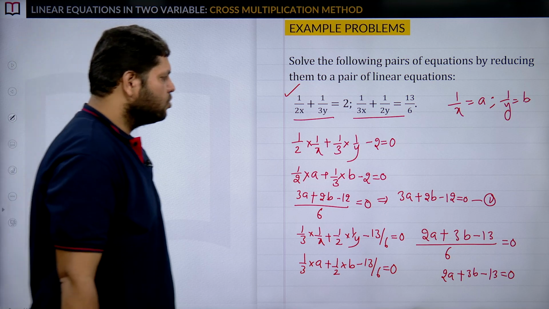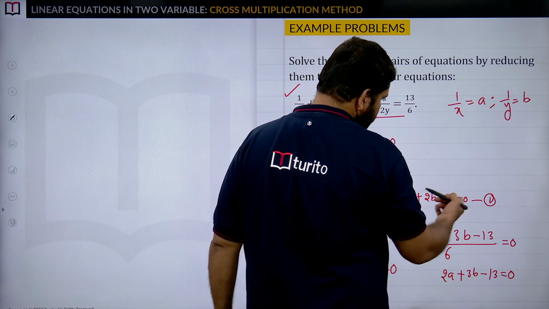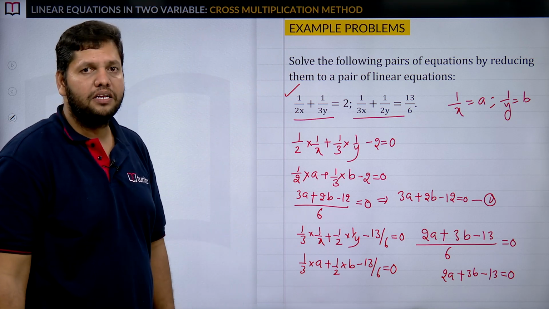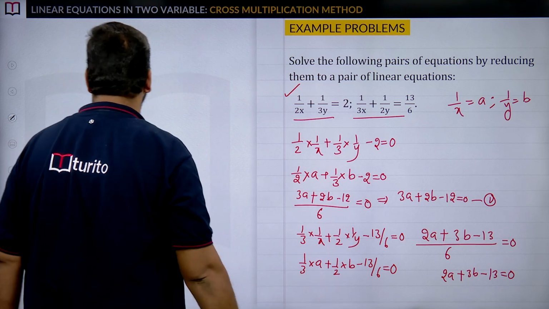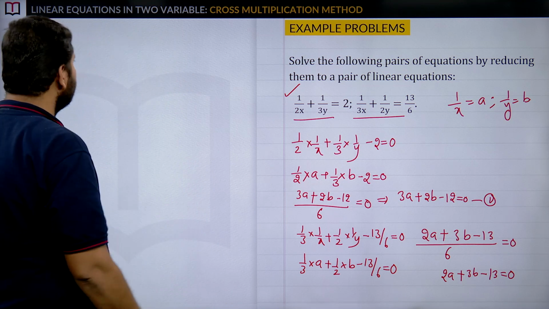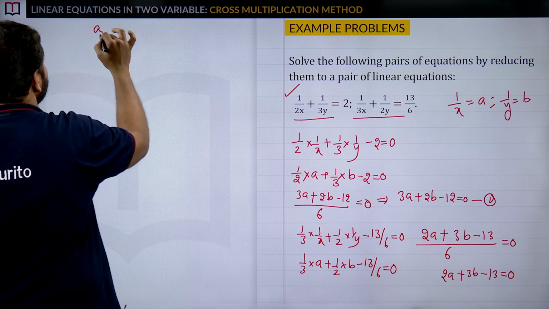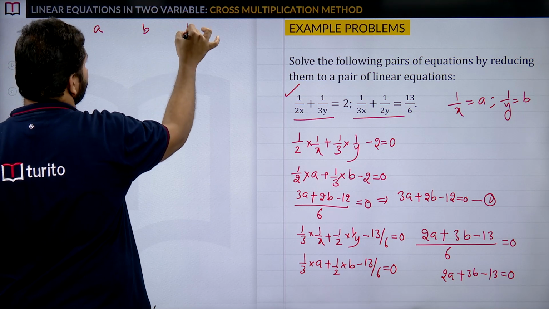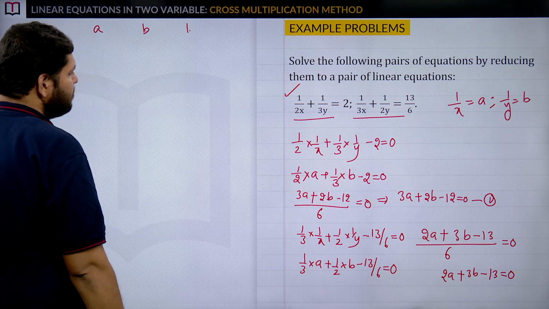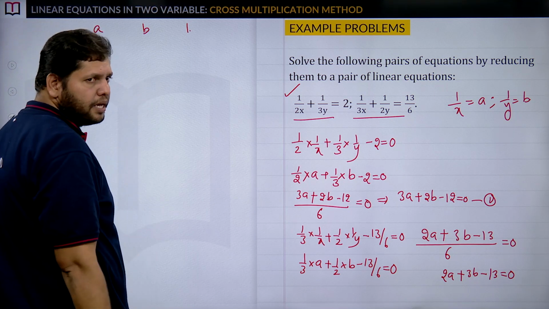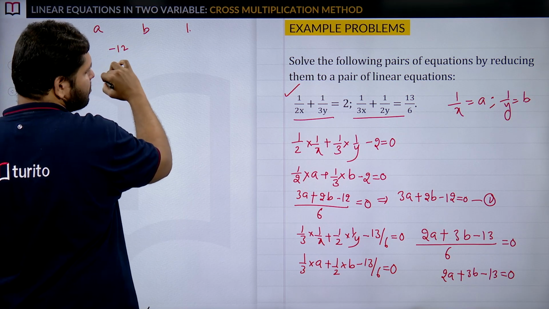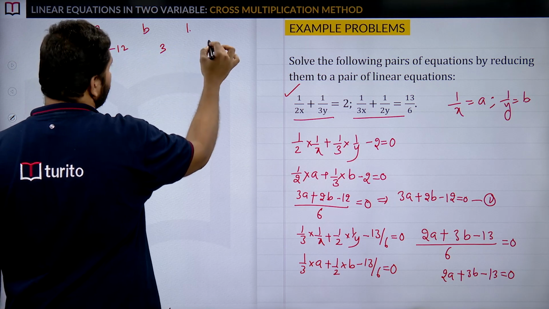See children, we got here 2 equations. One equation is 3A plus 2B minus 12 equal to 0. Another equation is 2A plus 3B minus 13 equal to 0. Okay. Now children, I am solving these two by applying the cross multiplication method. Let us see how we can solve. So first write down A is a variable and B is a variable and constant is 1. Now children, write down the B value. B means first we have to write the coefficient of B. So coefficient of B is equal to 2. And this is minus 12. This is 3 and this is 2.